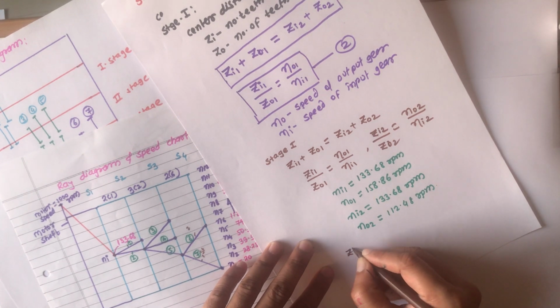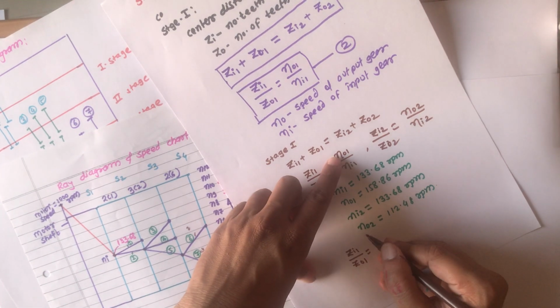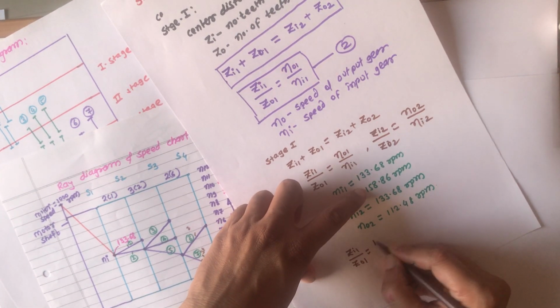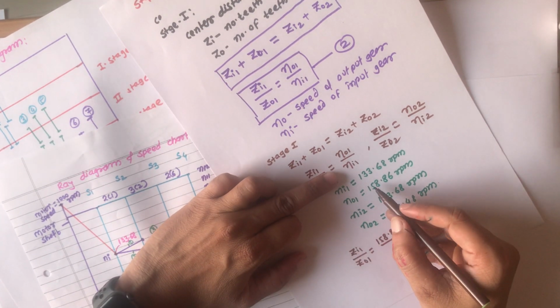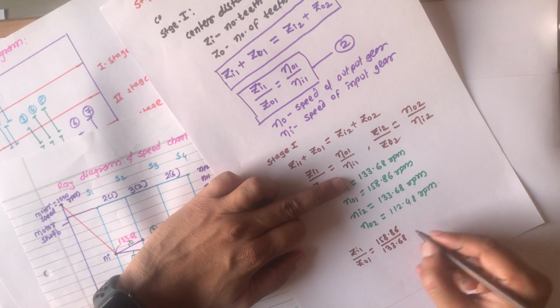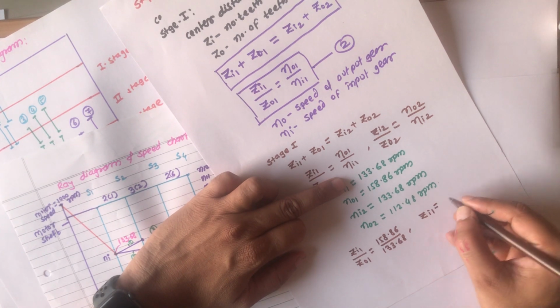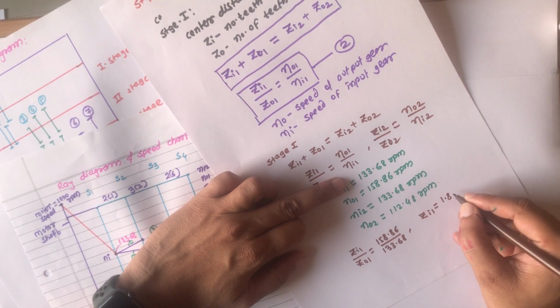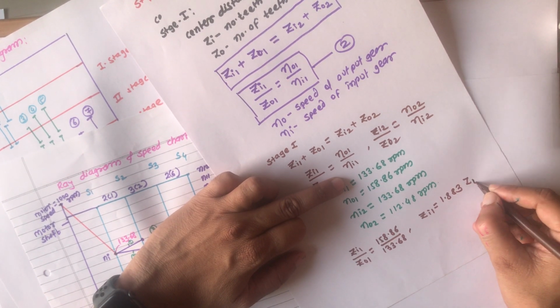Now in the speed formula we will get the Zi1 and Zi2 relation. From this formula, Zi1 upon ZO1 will be NO1 upon Ni, that is 158.86 upon 133.68. So Zi1 will be 1.883 ZO1.